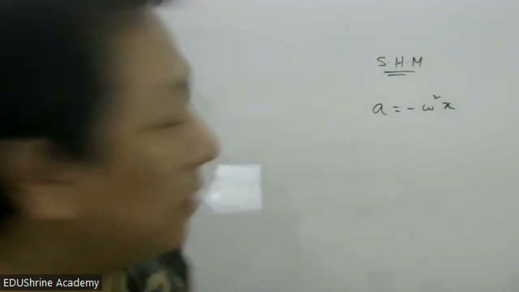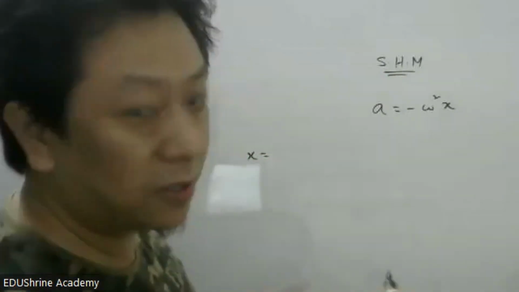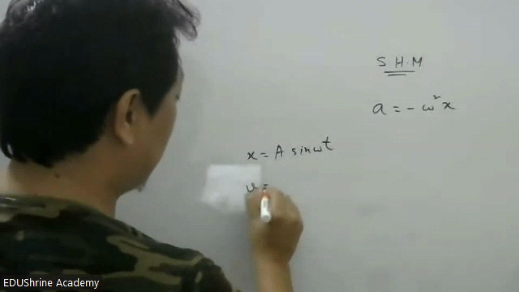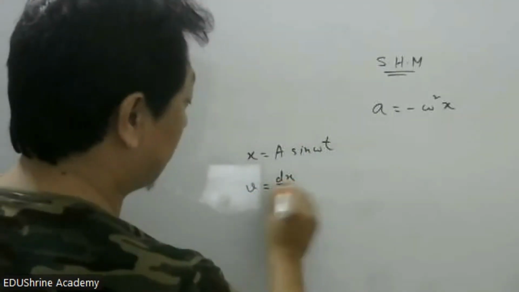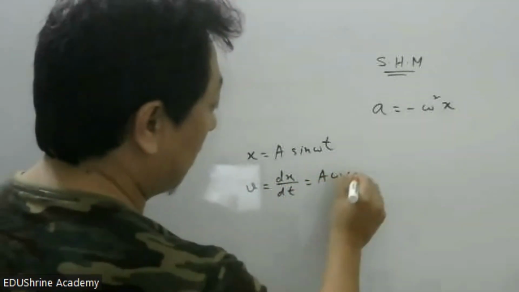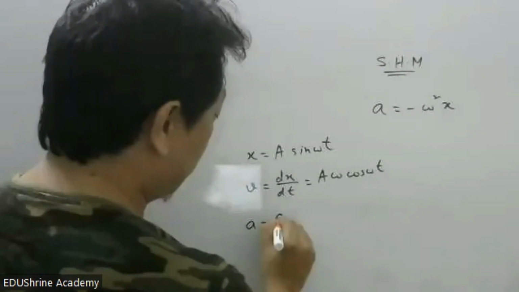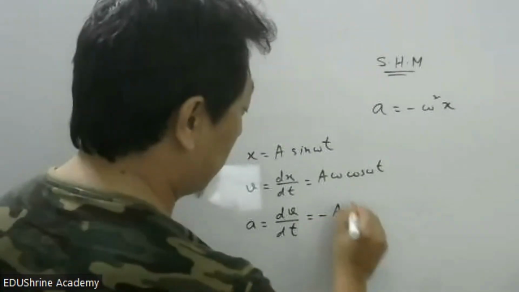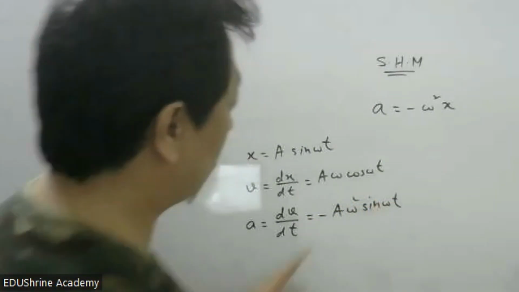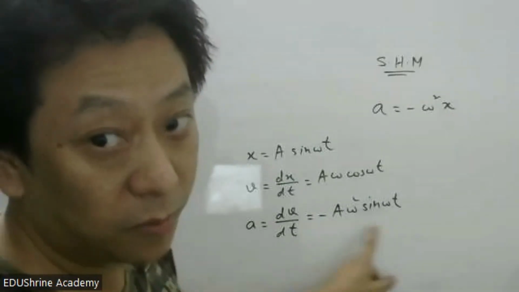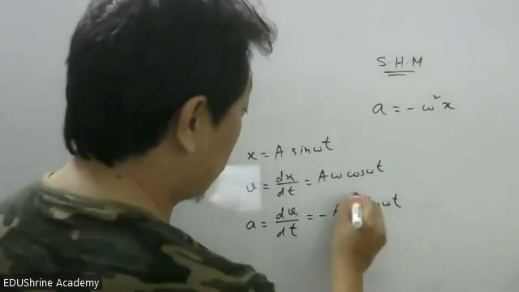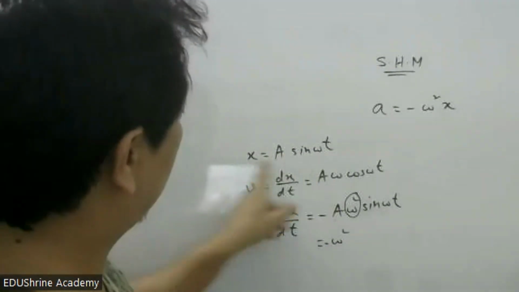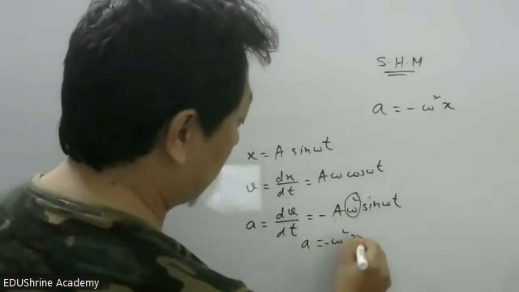So I will not again and again derive. How it comes is very simple. In any oscillation, displacement will be a sine omega t. Take one differentiation, you'll get velocity dx by dt, that will give you a omega cos omega t. One more differentiation, dv by dt, you will get acceleration. You get minus a omega square sine omega t, because differentiation of cos is minus sine omega t, and then omega will come. So omega square times minus a sine omega t is what? x. So I get a equal to minus omega square x.